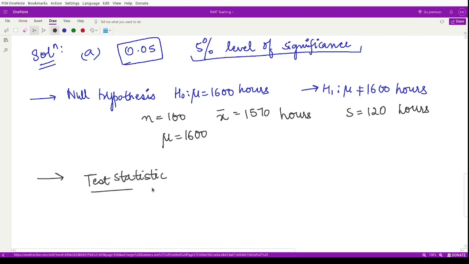So what is the test statistic for the Z test? It is x bar minus mu divided by sigma by square root n. So let us substitute the values here.